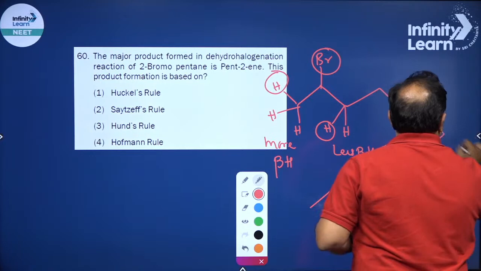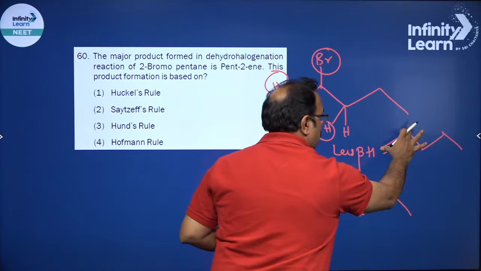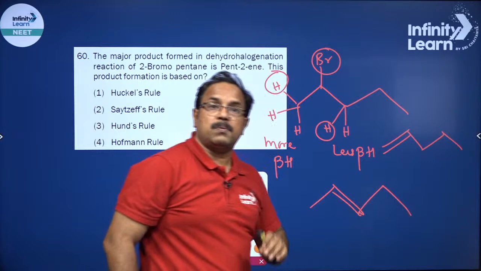Here this will be less substituted. With respect to this double bond, this entire thing is a single substituent. With respect to this double bond, there are 2 substituents. So Saytzeff's rule justifies 2-pentene formation.